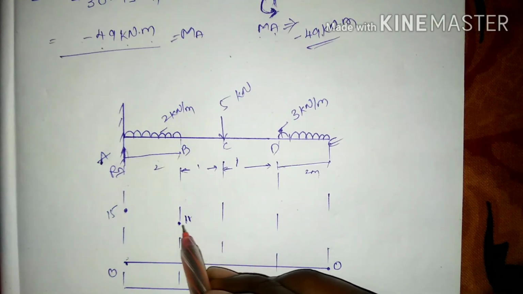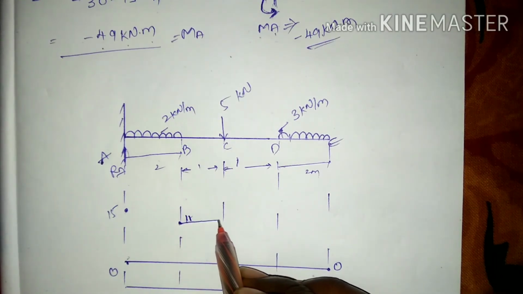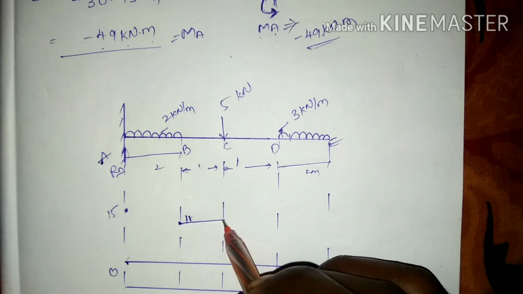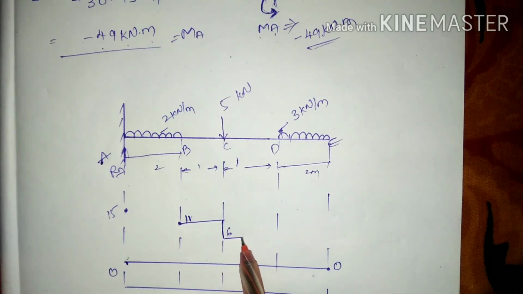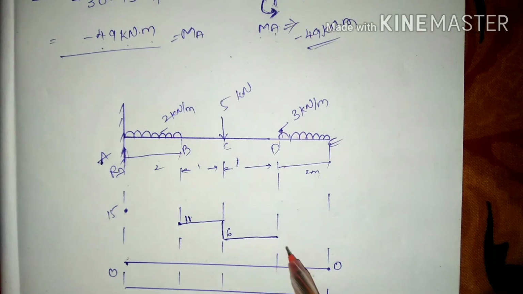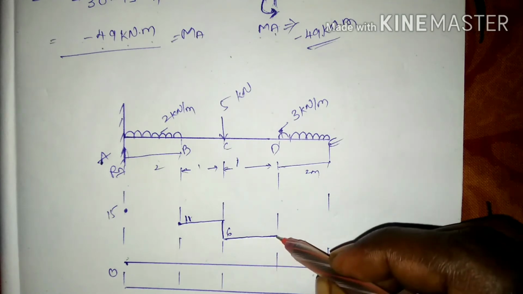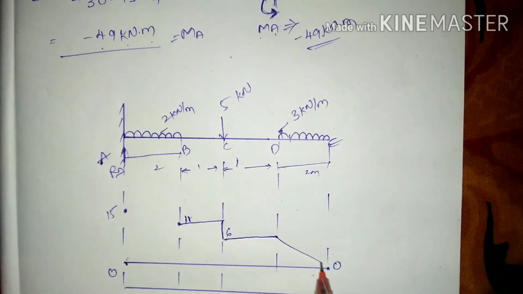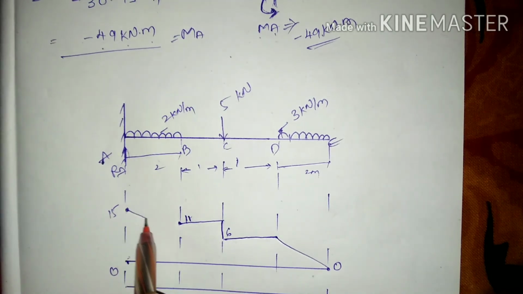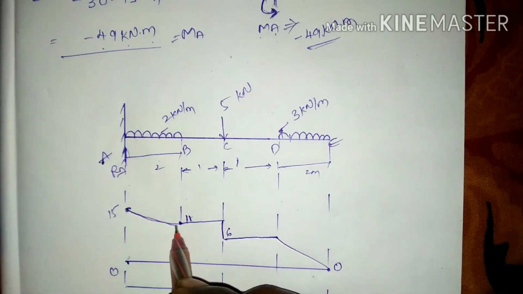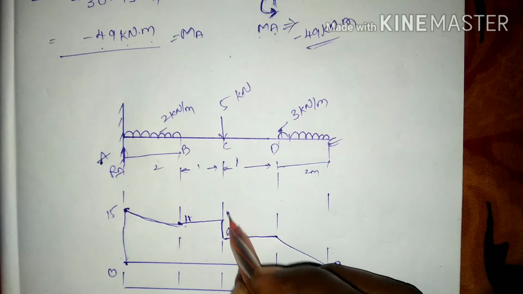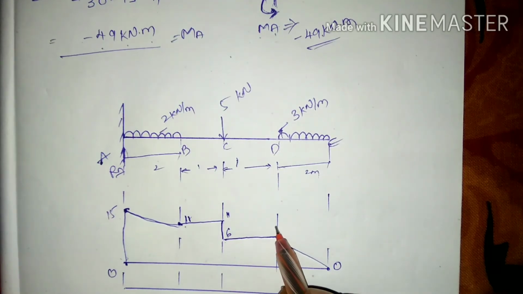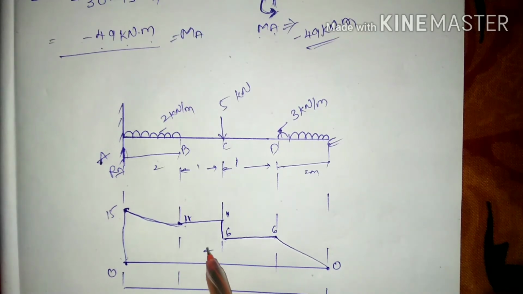And next, thereafter going with 11, constant, moving to C. Thereafter, it is going to decrease to 6. From C to D, it is going to continue because there is no load between C and D. From D to E, it is going to decrease to the value of 0. And here also the same, from 15 to 11, thereafter 11 to 6, and up to here it is 6, and thereafter it is going to be 0. This is in the positive.